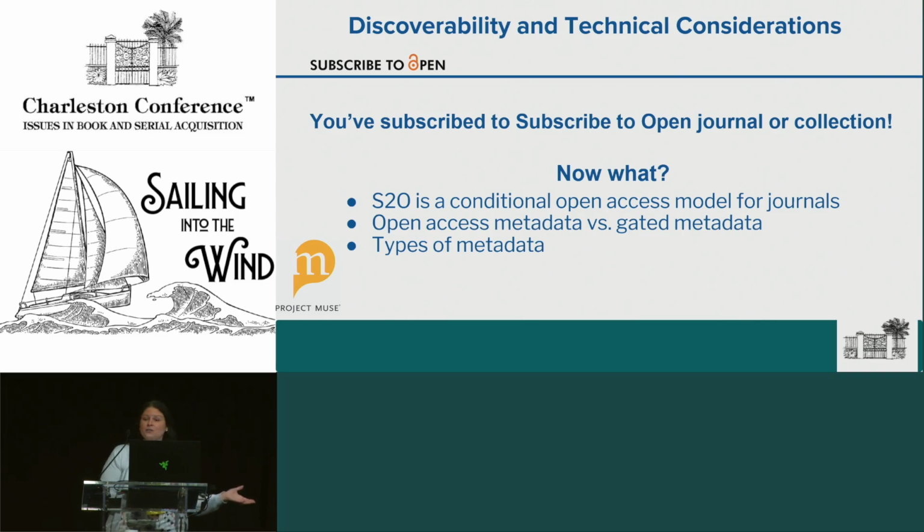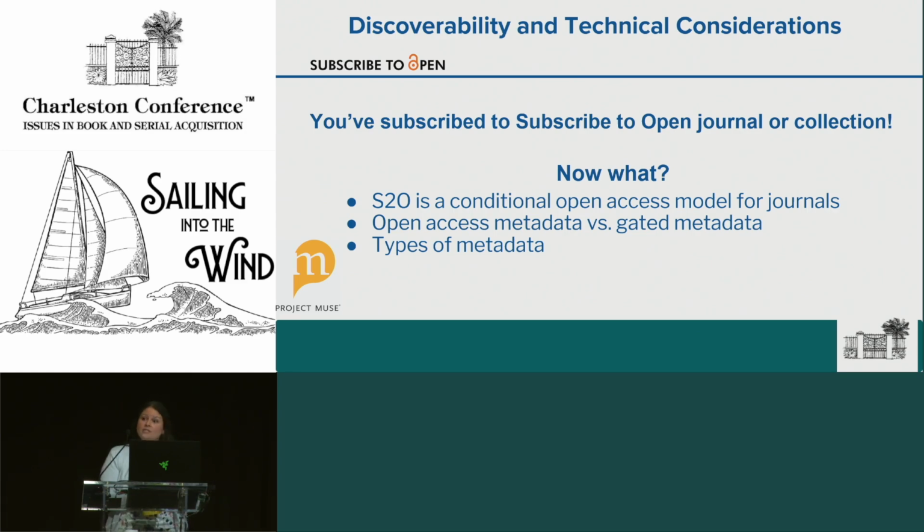Okay, so you have subscribed to your Subscribe to Open journal or package. Now what? So S2O is a conditional open access model for journals. And this is important because there's 6 different kinds of metadata, and open access is actually a cross-section of all of them. So it's actually not even good enough for those 6 types.